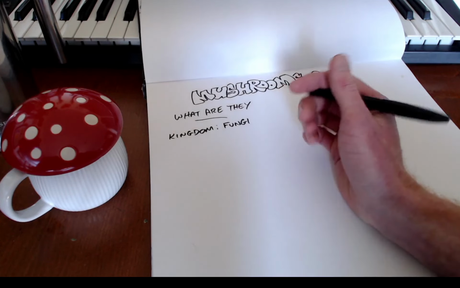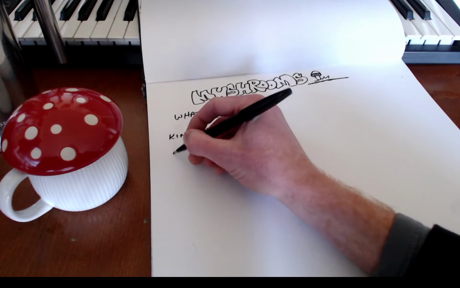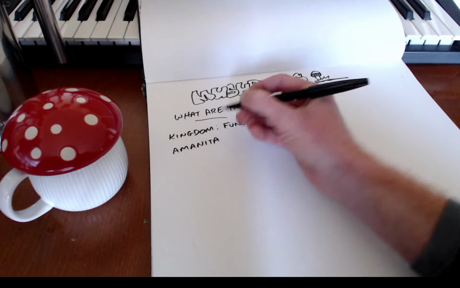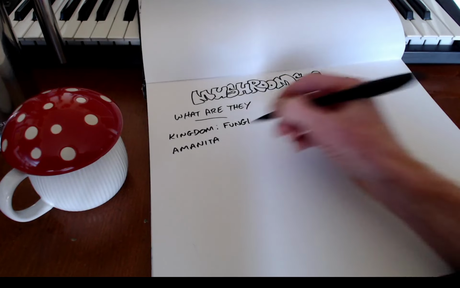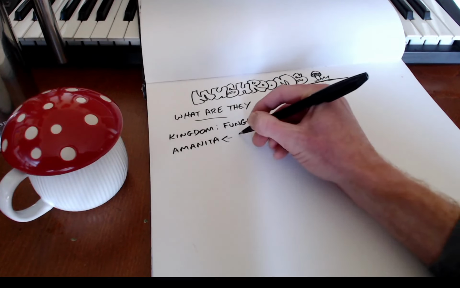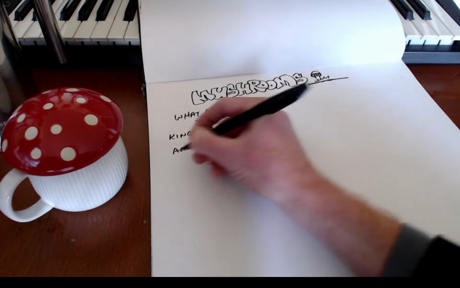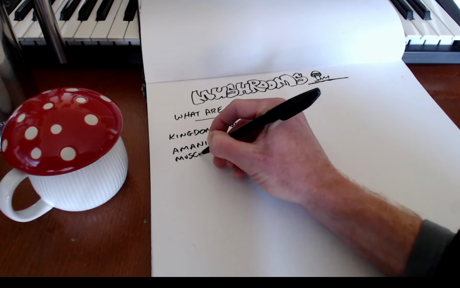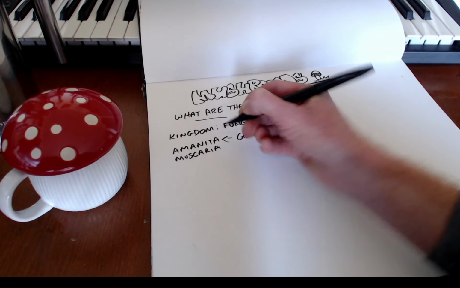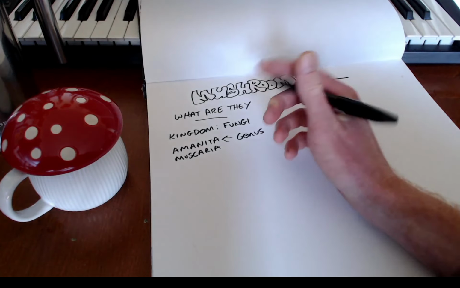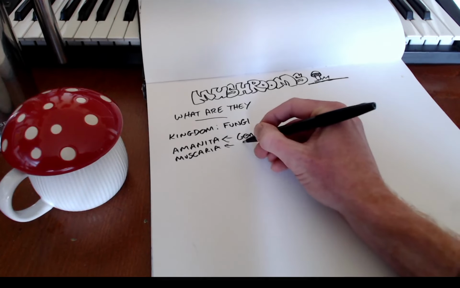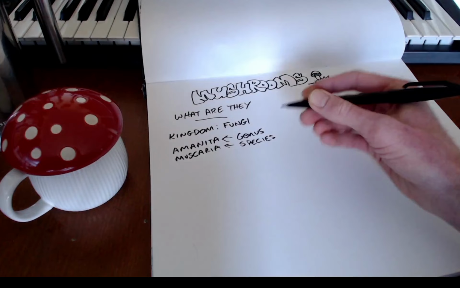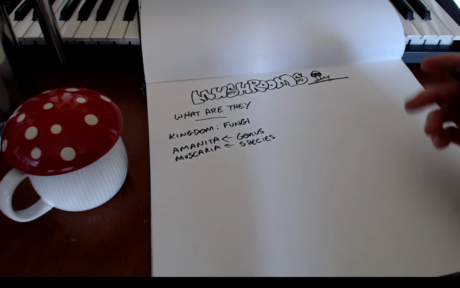So for example, you have amanitas, right? It's a very common type of mushroom. A lot of people know what it is. That's the genus. And then if you wanted to get more specific, you could have an Amanita muscaria, which are those red amanitas with the white little spots, and that's your species. Okay? All right. So let's sort of move on from there.